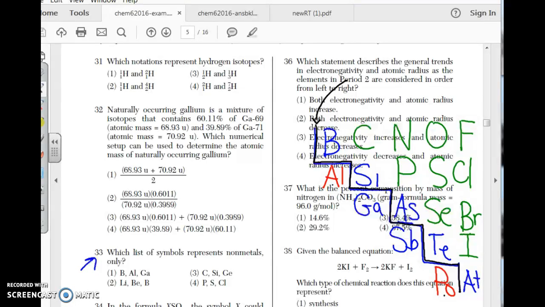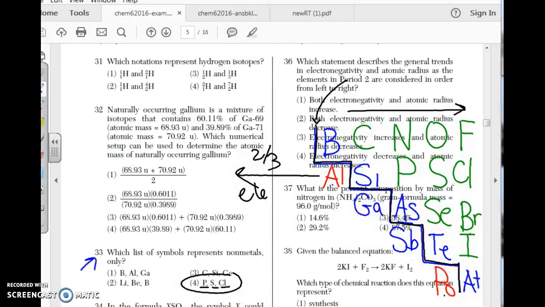I put all of the non-metals in green. They're to the right of the staircase. So in other words, I can only have a green element in my list. Well, the only one that contains all green elements is choice 4, phosphorus, sulfur, and chlorine. Remember, the metals are the bulk. 2/3 of elements are metals, and those are found to the left of the staircase on your reference table.